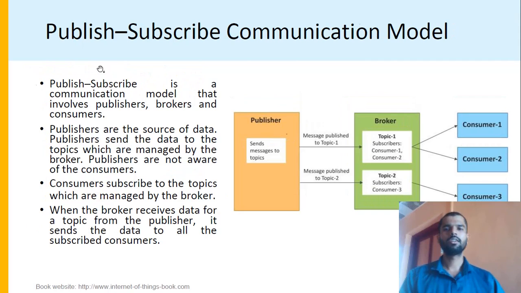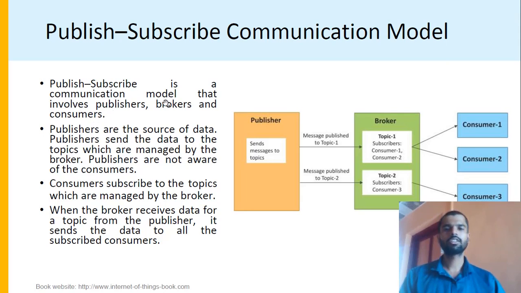The next model is the publish-subscribe communication model. In the publish-subscribe communication model, there are three entities involved. The first one is the publisher, the second one is the broker, and the third one is the consumer. The publisher simply publishes the information to the broker, and then the broker transfers this information to a particular consumer. So what happens in the publish-subscribe model?